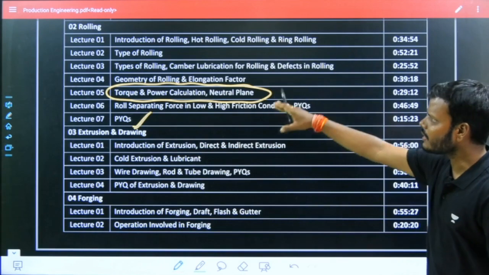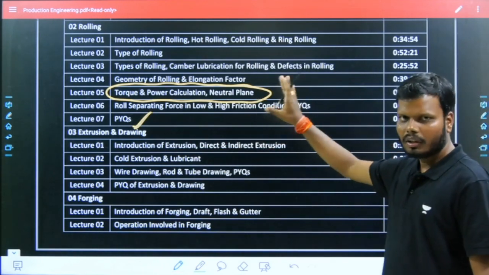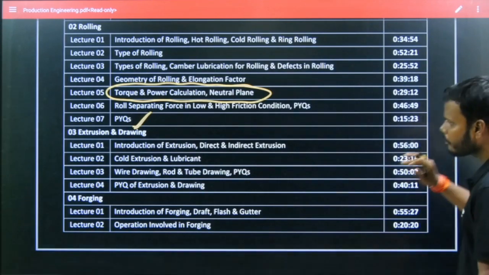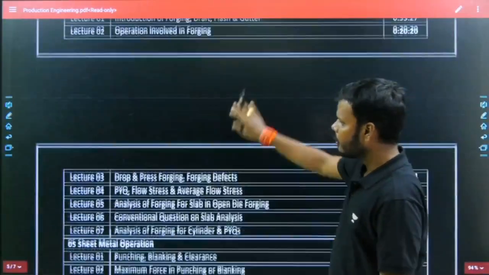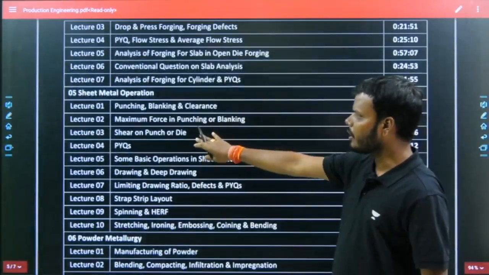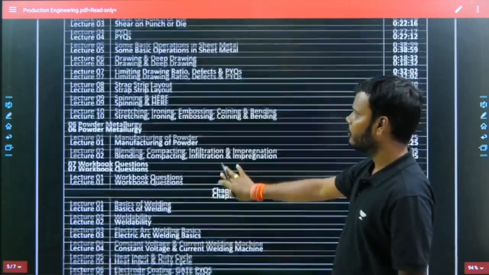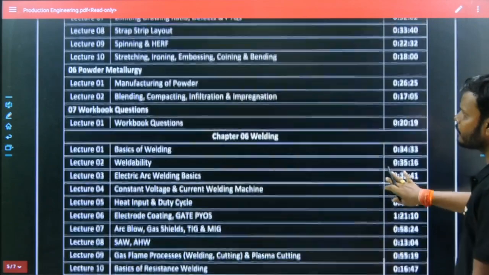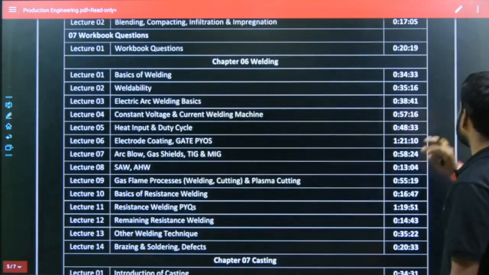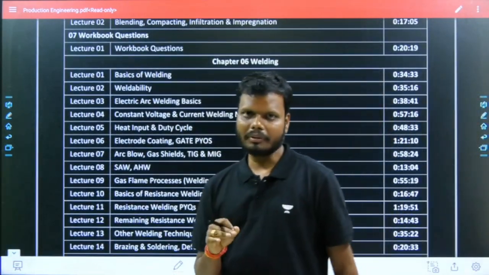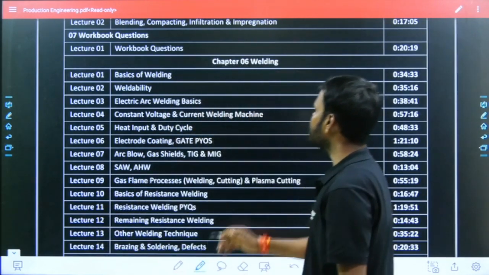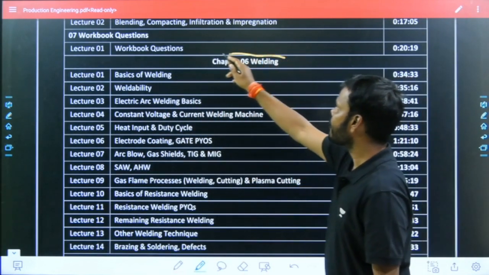So all these concepts are covered in very good manner. Okay, next extrusion and drawing. Last one is forging. Next, sheet metal operation and powder metallurgy concepts. So all these concepts are covered in chapter number 5 related to metal forming. Okay, clear that point. Next, chapter 6, welding.